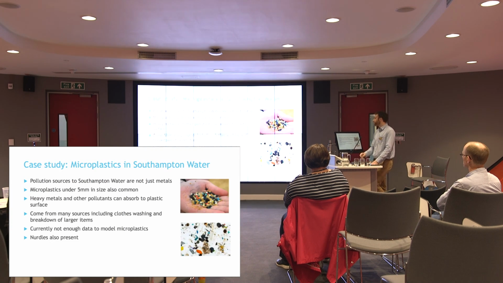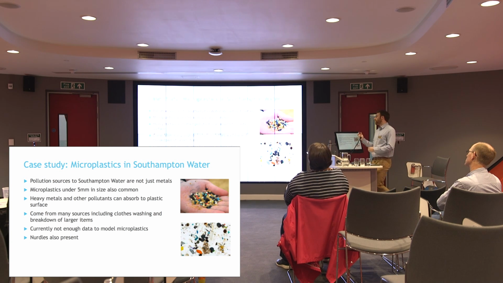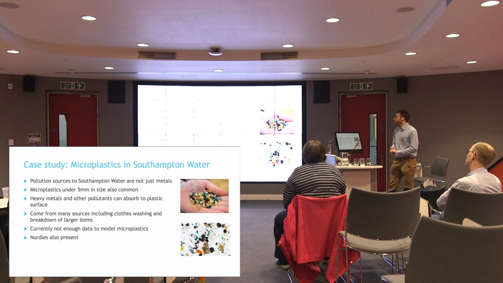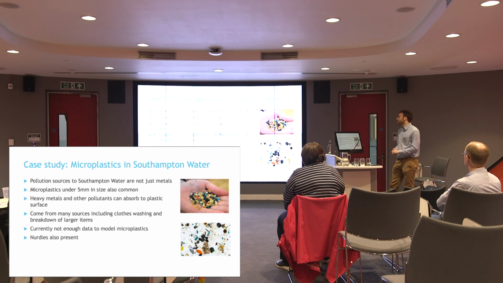Okay, so I know some of you have seen the talk I've done on microplastics and marine litter in the past. Southampton Water isn't just polluted with metal pollution, it's also polluted with microplastics. Microplastics are pieces of plastic under 5 millimetres in size, and quite a few recent studies have indicated that heavy metals and other pollutants can absorb to microplastics and then be transported around on the tide, so therefore they're vectors for heavy metals.